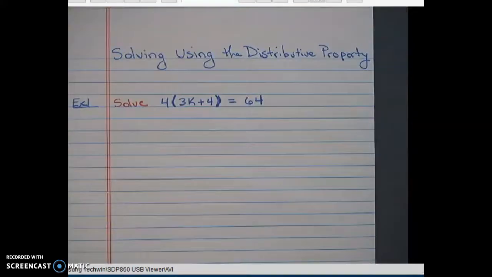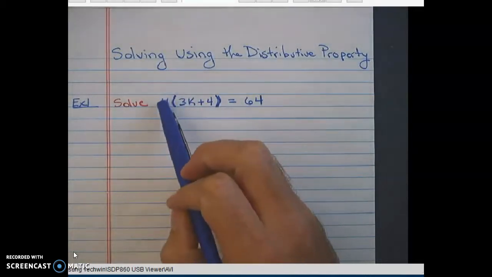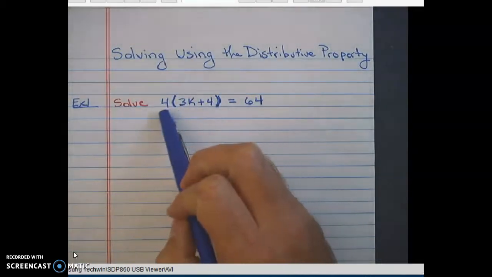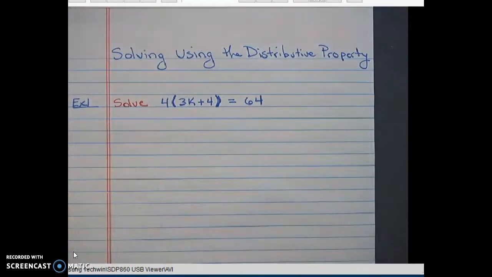to be solving today. So you should have some experience with problems that look like this. Hopefully this is just a little bit of a refresher for those that might not have understood it last year. Hopefully this is a time for you to get really good at it. So let's say we're solving a problem that looks like this. It says solve 4 times the quantity. So these parentheses mean we're multiplying the 4 by everything in here. 4 times the quantity 3k plus 4 equals 64.